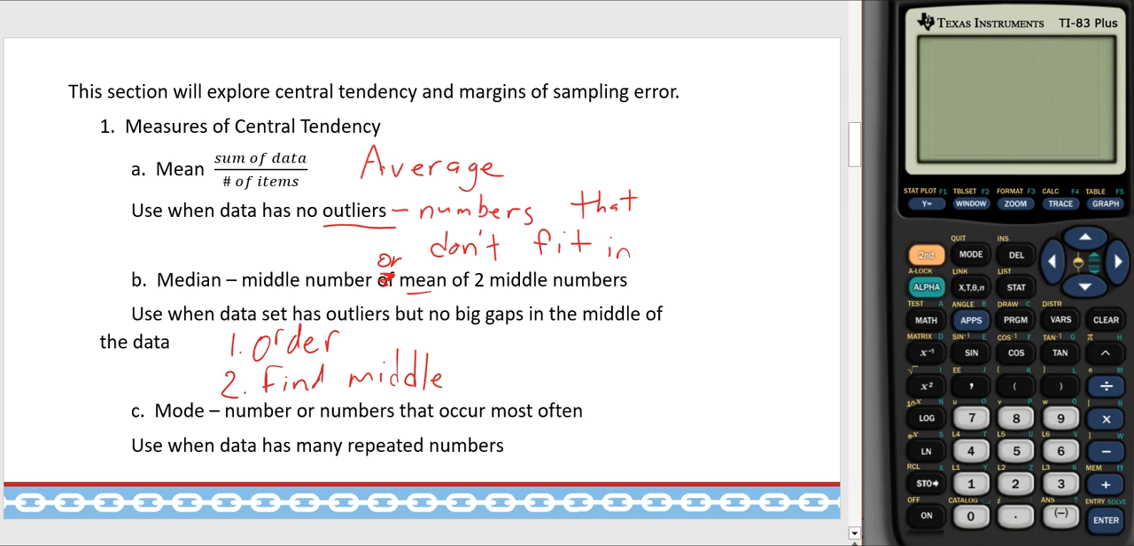And then finally, mode is the number or numbers that appear most often, and we use that when the data has many repeated values. Things to know about mode: there can be no mode. If all the data appears the same number of times, there's no mode. There can be one mode if one value sticks out, is repeated more than the rest, or there can be more than one mode. If you have several numbers that appear the same number of times, then those values could all be the mode.